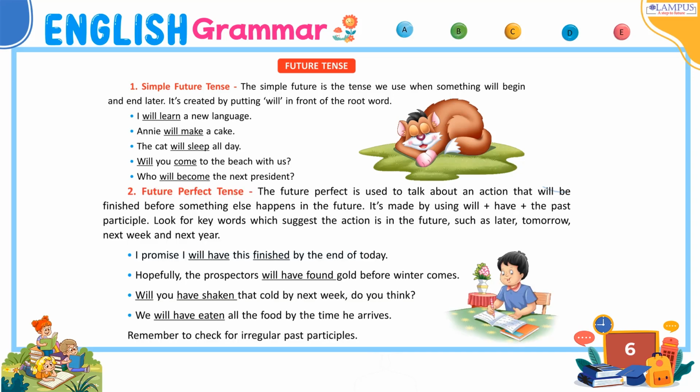2. Future perfect tense. The future perfect is used to talk about an action that will be finished before something else happens in the future. It's made by using will plus have plus the past participle. Look for keywords which suggest the action is in the future, such as later, tomorrow, next week and next year.